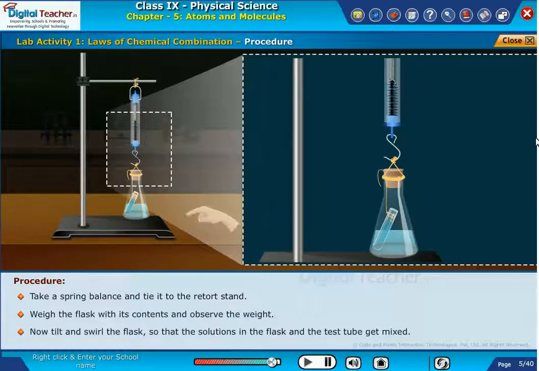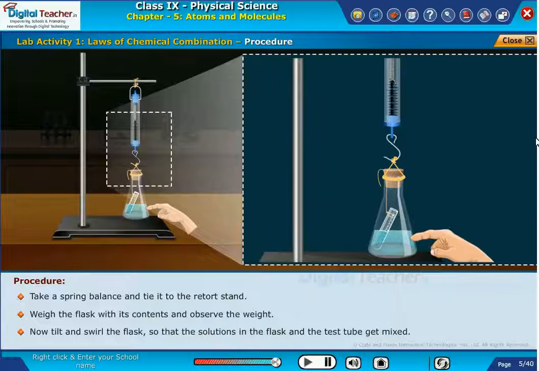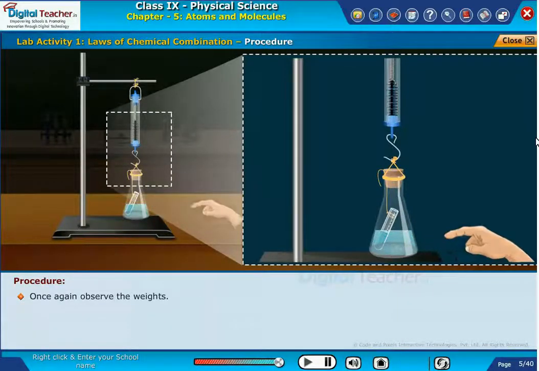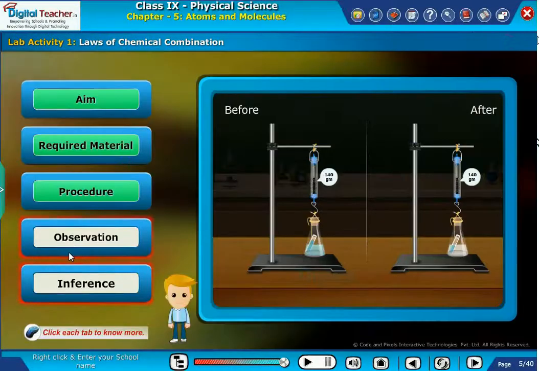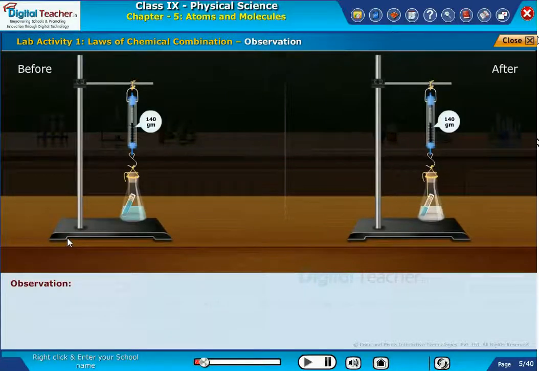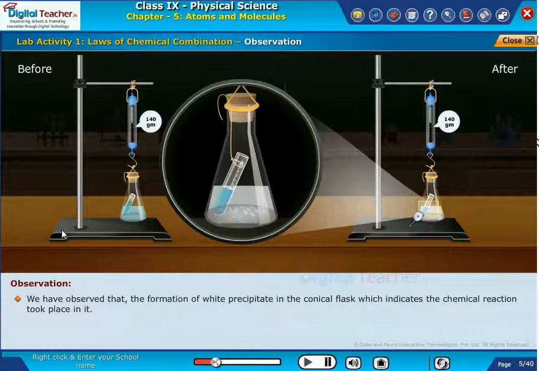Now tilt and swirl the flask so that the solutions in the flask and the test tube get mixed. Once again, observe the weights. We have observed the formation of white precipitate in the conical flask, which indicates the chemical reaction took place in it.